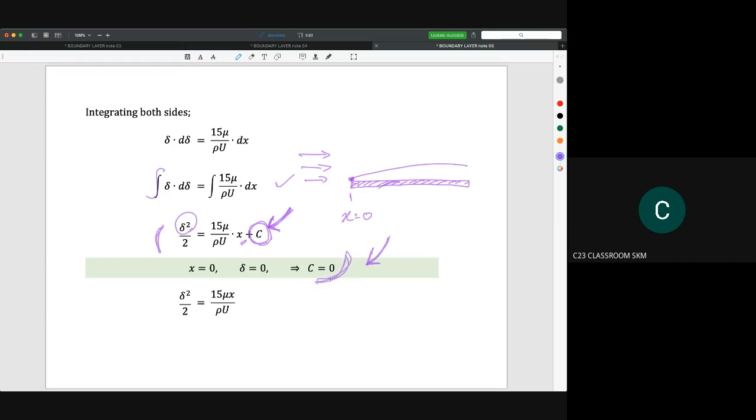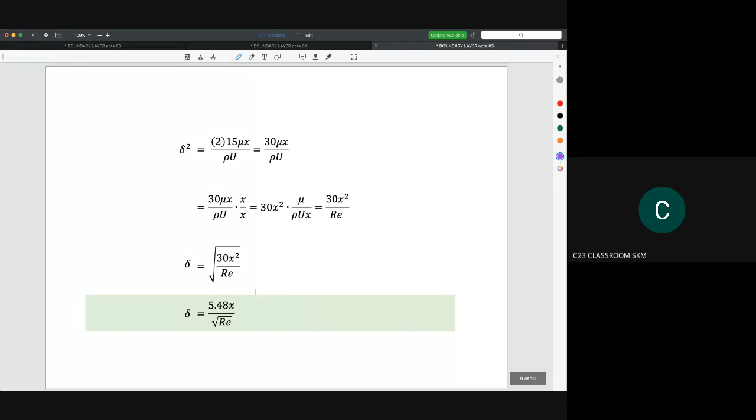So finally, having proven that the value of c is equal to 0, you can write your new equation like this: delta square over 2 equals 15 mu x over rho u. I hope you understand we are aiming to have an equation for delta. So we simplify this term, rearrange it, and finally you will get delta equal to 5.48x over the square root of Reynolds number.